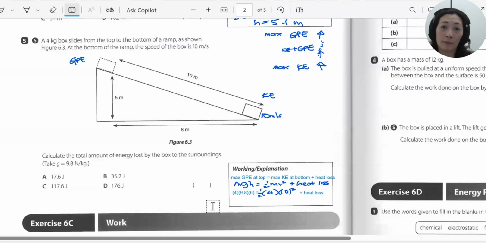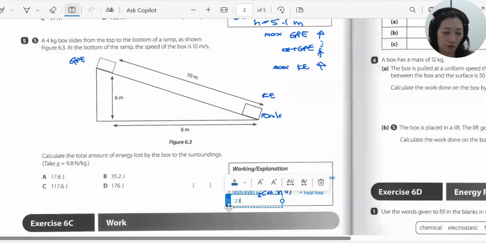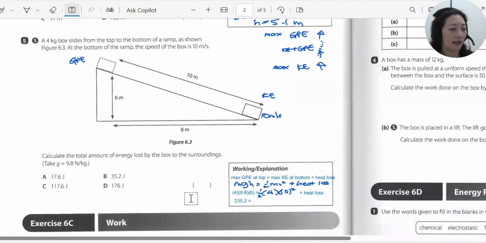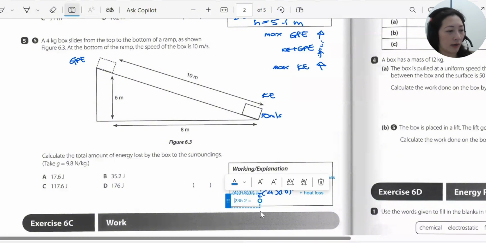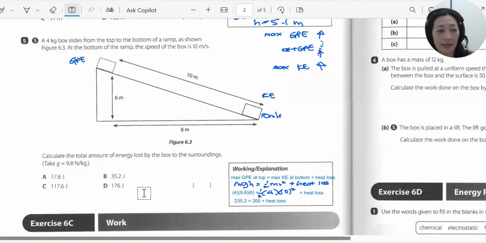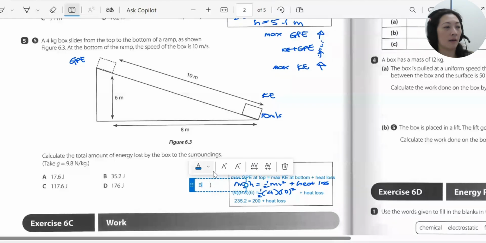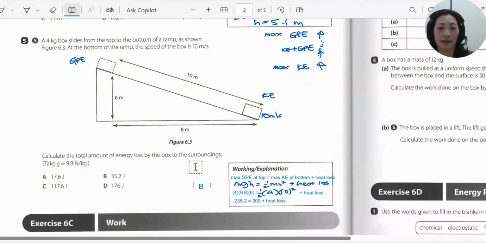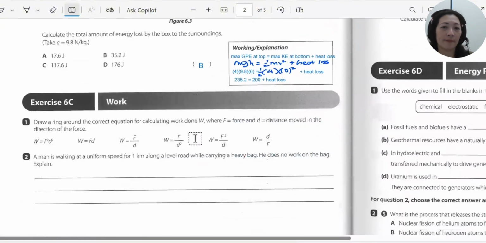So I'm going to work this out because I don't have the answers in hand. When you calculate the left-hand side, you should get 235.2. And then the kinetic energy would give us 200. Let me fill that in. 200 plus the heat loss. So of course, if you subtract this correctly, you should get 35.2 joules. And that's why the answer is B for question 5. I'm going to make this larger. Okay, so that's how we solve question 5.